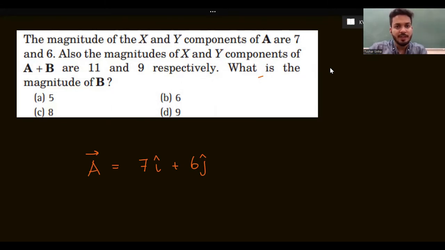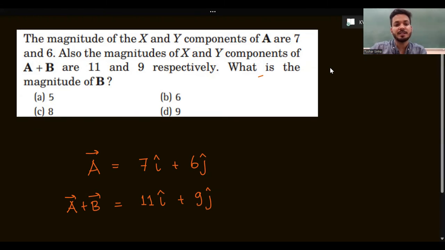Also, the magnitude of x and y components of a plus b. So if you do a plus b vector, your components would be 11 i cap plus 9 j cap. This is what is given in the second statement. The magnitude of x and y components of a vector plus b vector is 11 and 9 respectively. What is the magnitude of b?